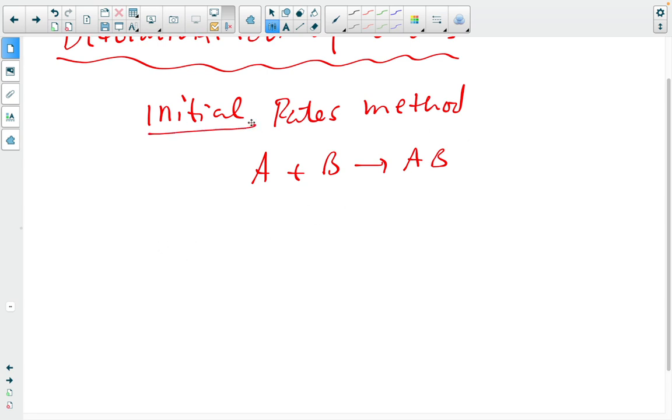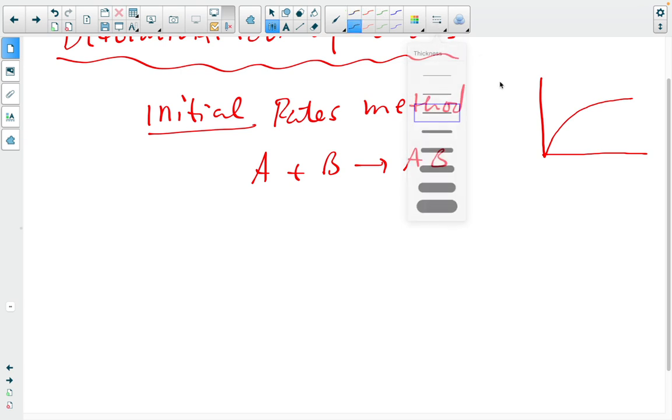Now, if you don't remember what initial rate is, let's say we're looking at a graph of, let's say, volume of hydrogen gas that's being produced in a reaction. This goes back to kinetics. You guys can go back and review kinetics. But you see here, this is volume of H2, and this is reaction progress.